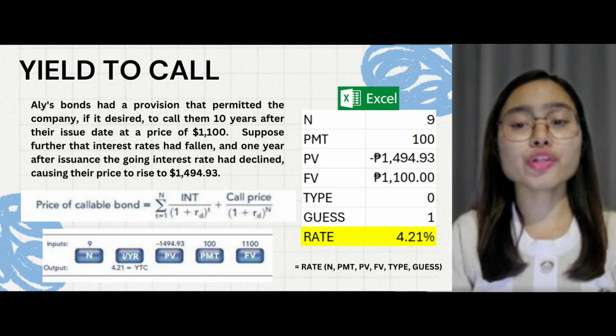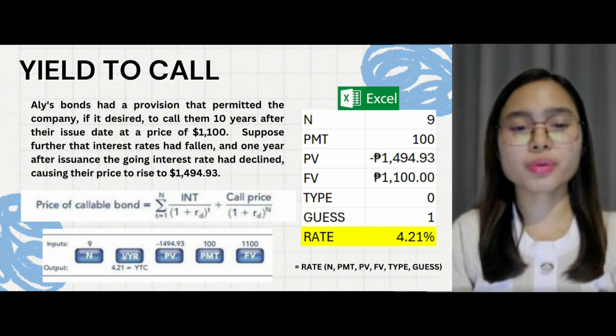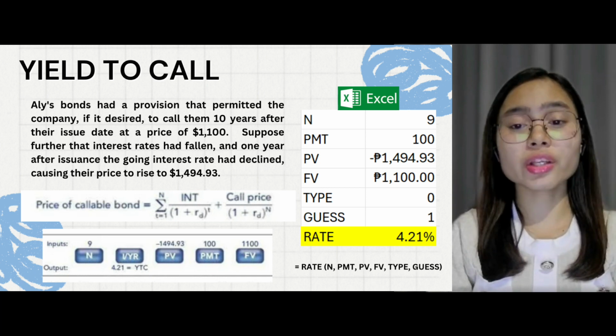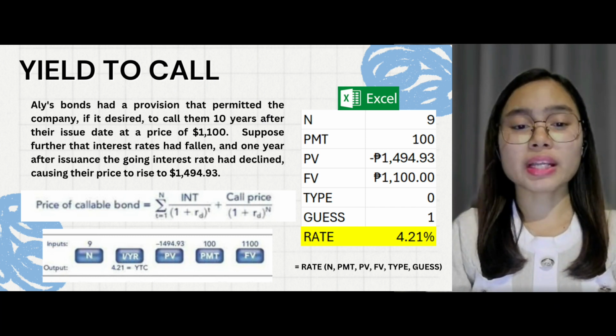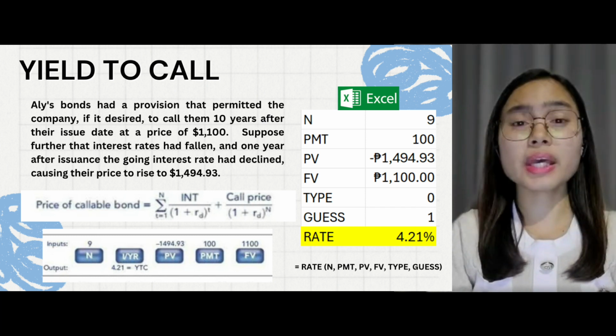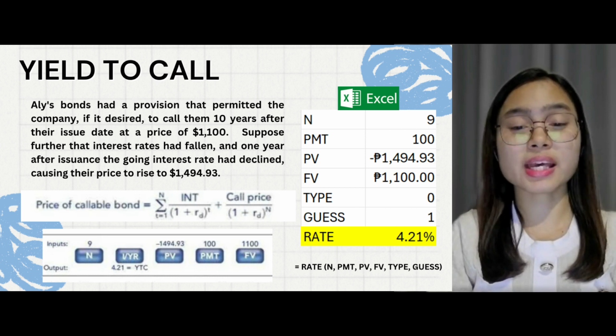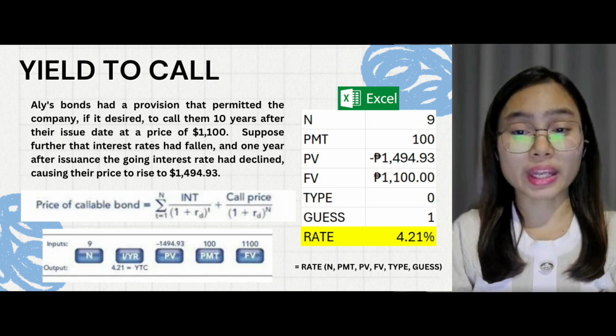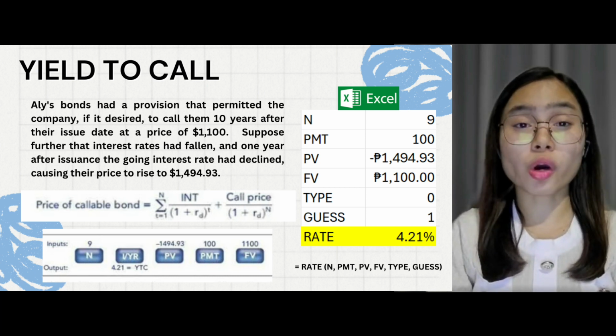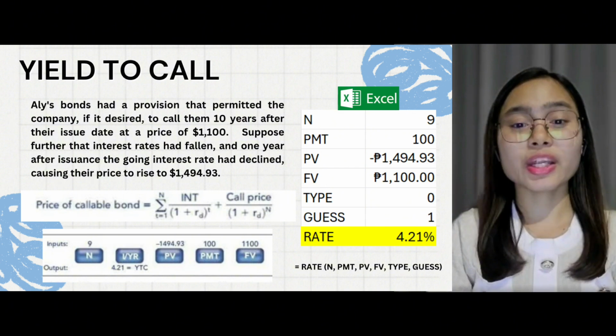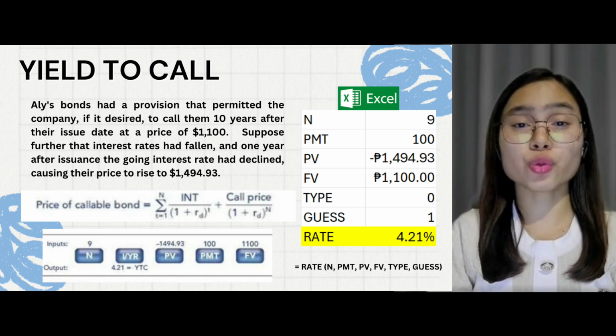with a minus sign, since we are looking for the discount rate or interest rate per year. For our future value, or FV, we have $1,100. So for us to get the discount rate, we need to type equals RATE, open parenthesis, N, comma, PMT, comma, PV, comma, FV, comma, type, comma, guess, and close parenthesis. Again, for type and guess, you can put 1 or 0 or just leave it blank. And you will get the answer for the YTC, or yield to call, which is 4.21%.